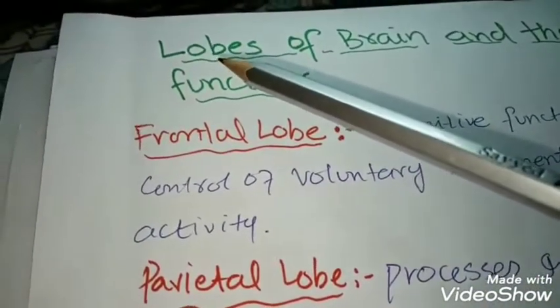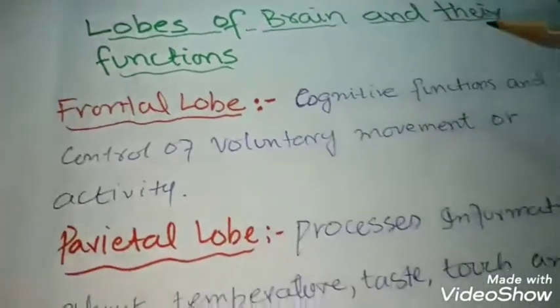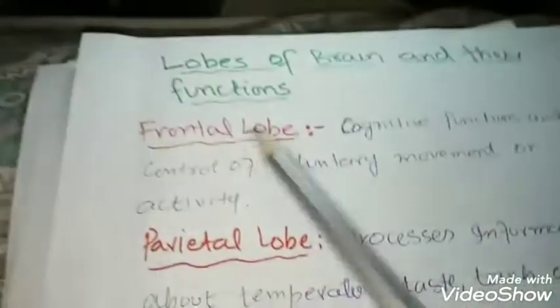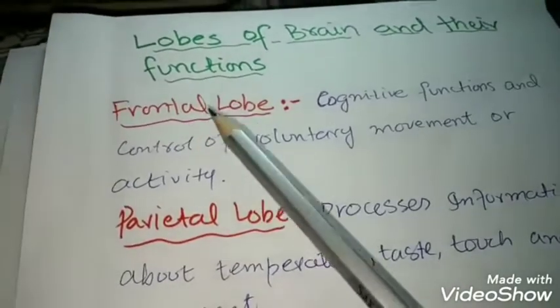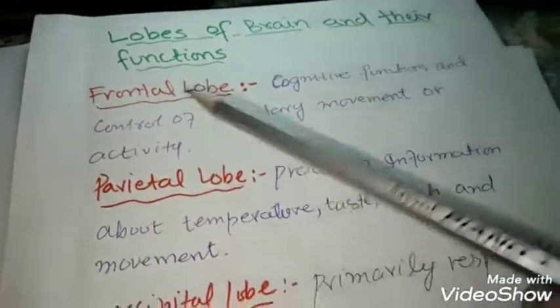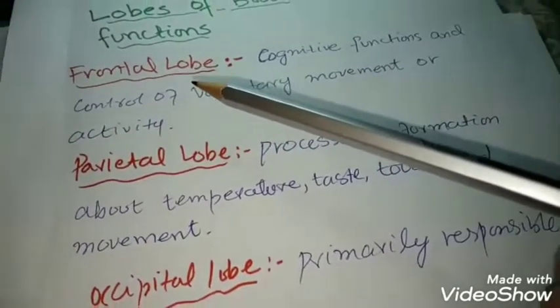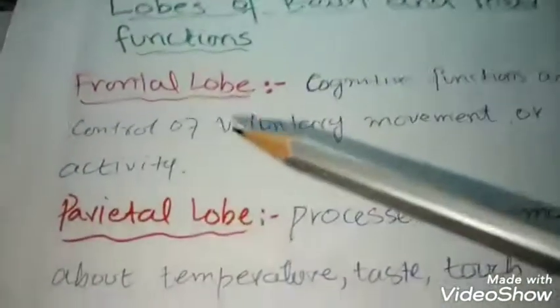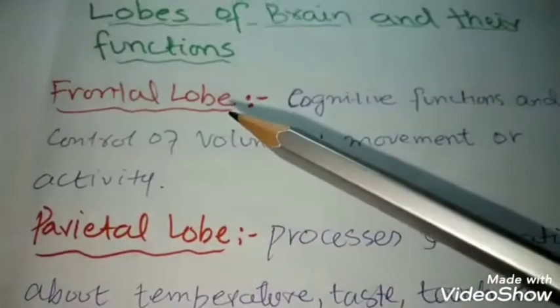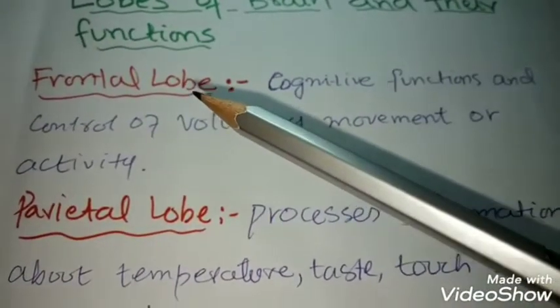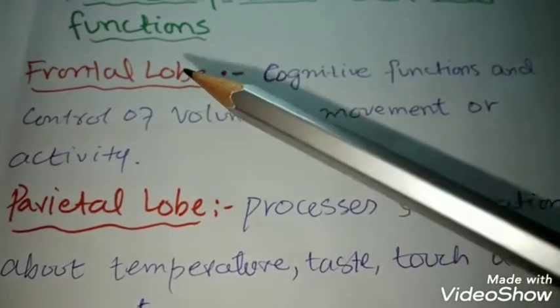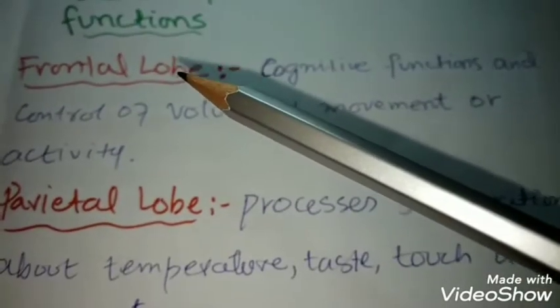The topic of today's lecture is lobes of brain and their functions. The brain is divided into four lobes, or we can say that the cerebrum is divided into four lobes: frontal lobe, parietal lobe, occipital lobe, and temporal lobe. These names are given to them because of their location, on which bone of skull they are located.